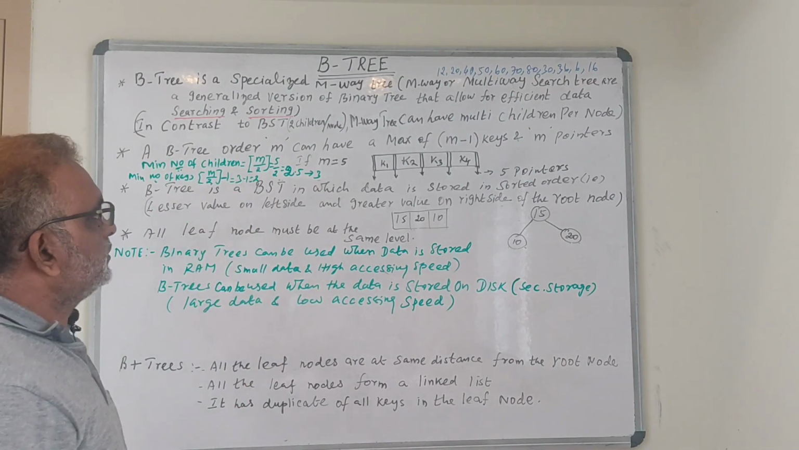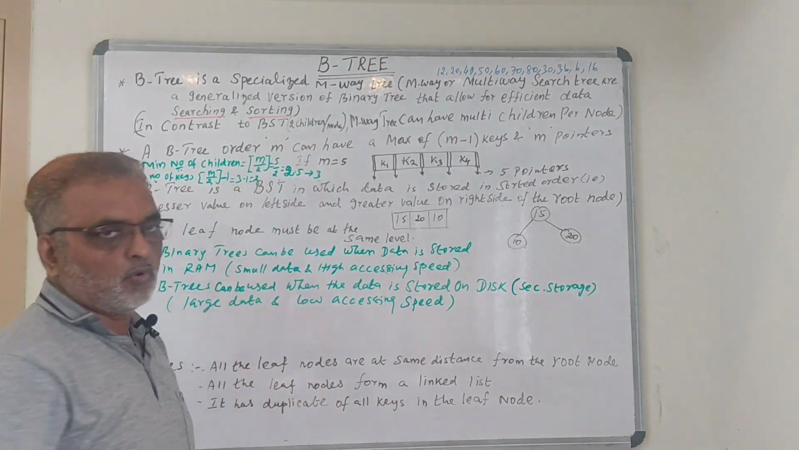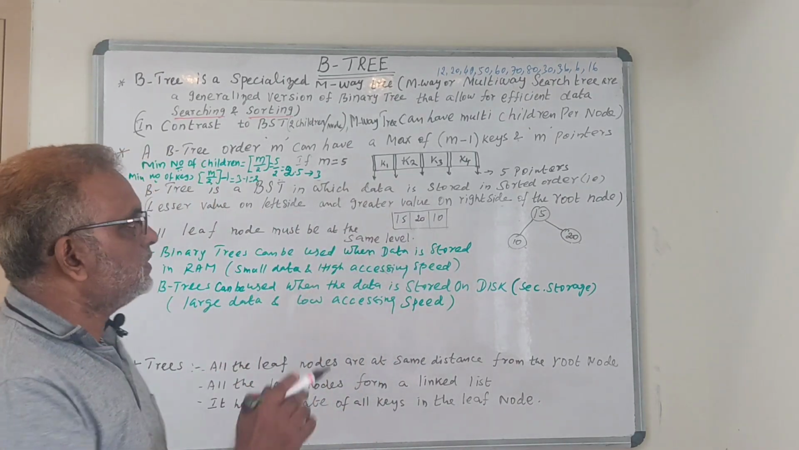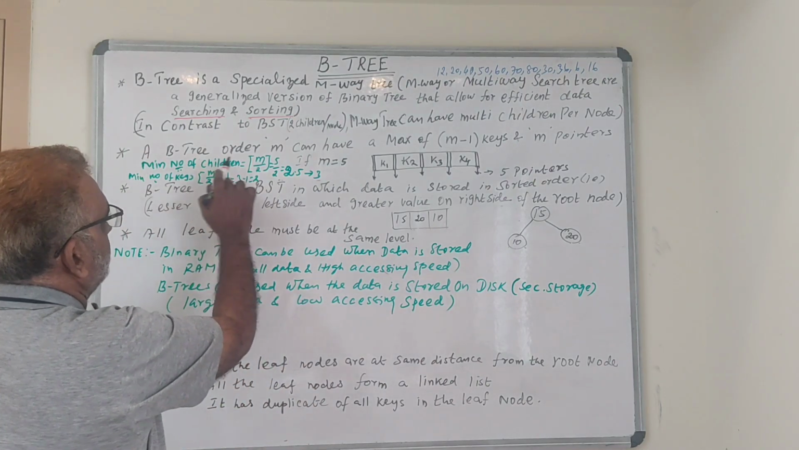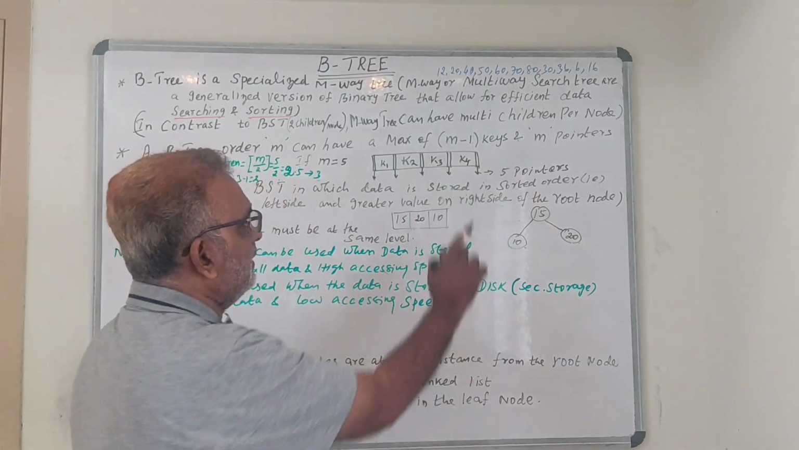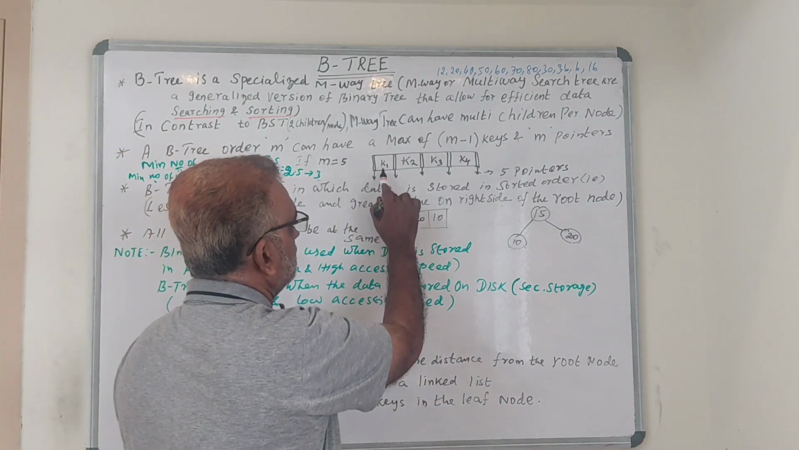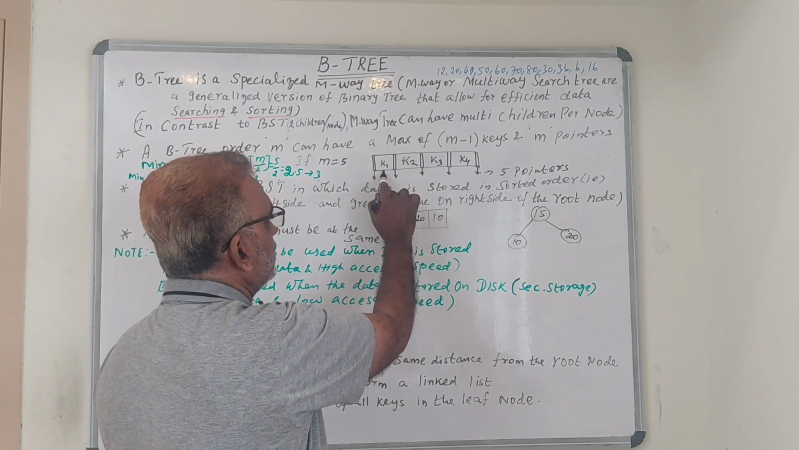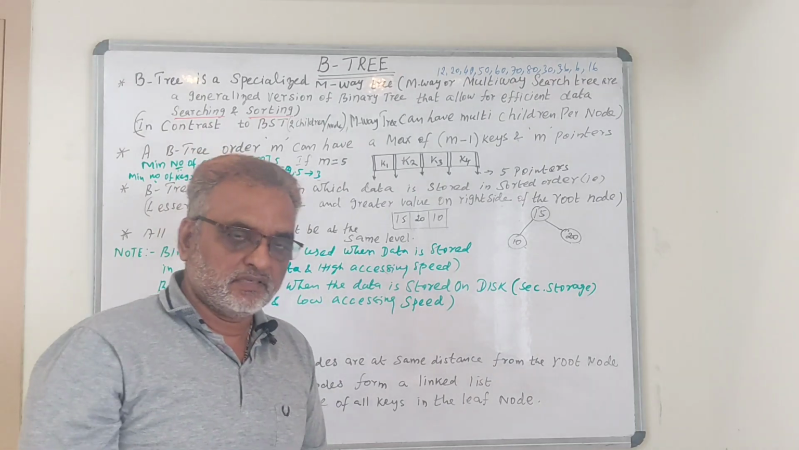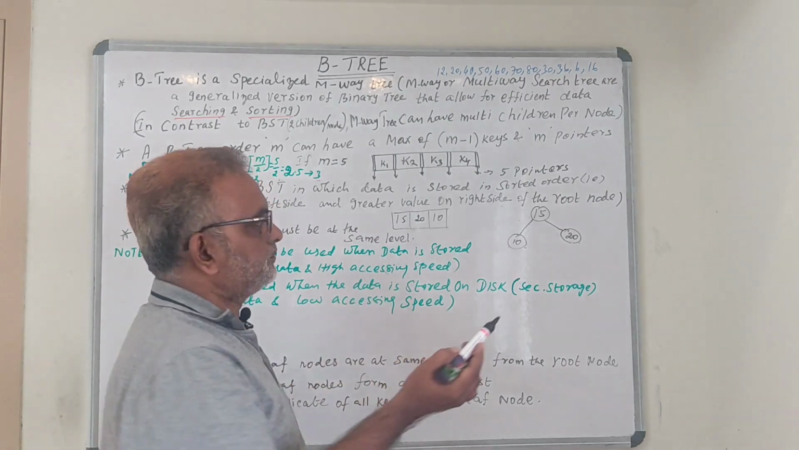In contrast, if you take the binary search tree, you can have a maximum of 2 children per node. But in a multi-way tree, you can have multiple children per node. For example, in a B tree of order m, you can have a maximum of m-1 keys and m pointers. If m is equal to 5, you can have 4 keys: key 1, key 2, key 3, key 4. On either side of the keys you can have the pointers, and only those pointers will point to the data.